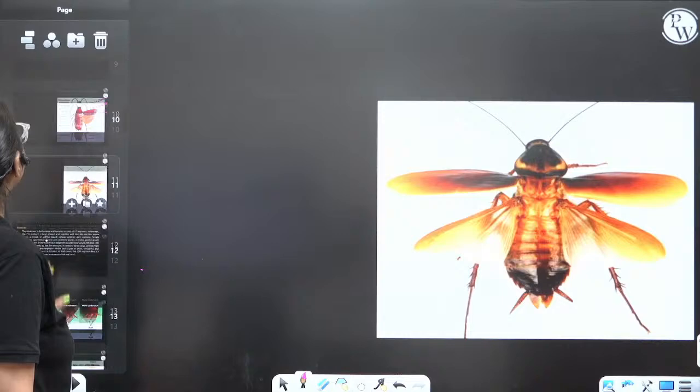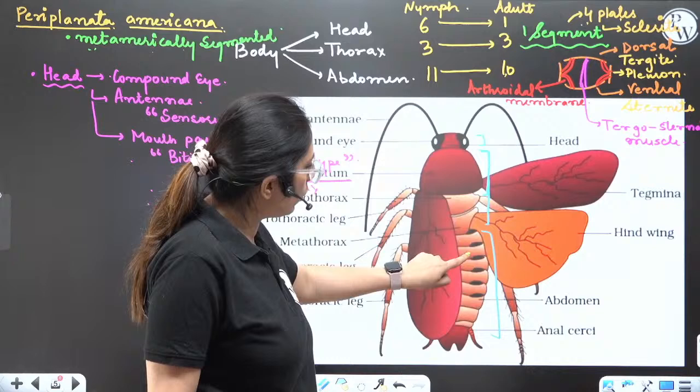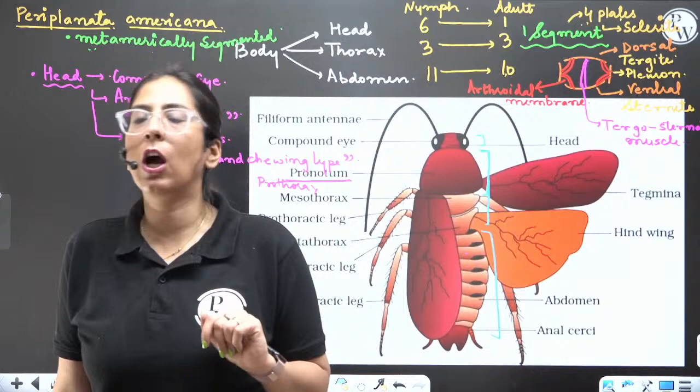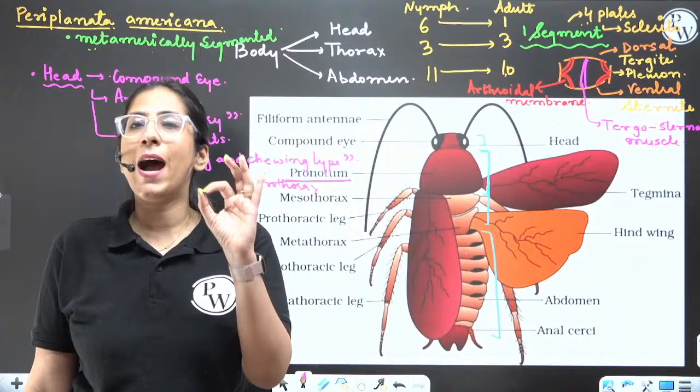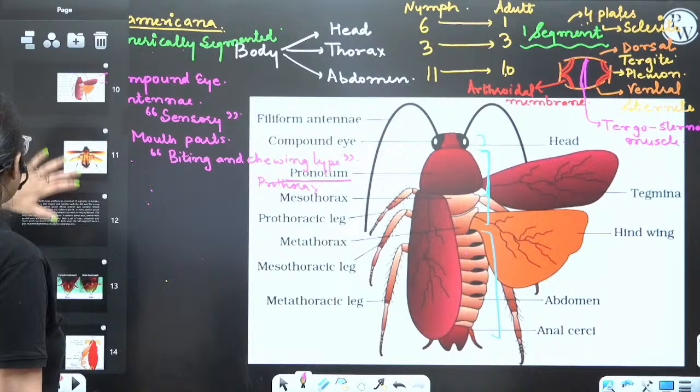Now, moving on to the next, the abdomen. So, this is termed as abdomen. 1, 2, 3, 4, 5, 6, 7, 8, 9 and 10. Total 10 segments are there. How many segments? 10 segments in abdomen. I am giving you a quick reading of NCERT also. Let's have a look. So, this is what your NCERT talks about here. Abdomen in both males and females consists of 10 segments.